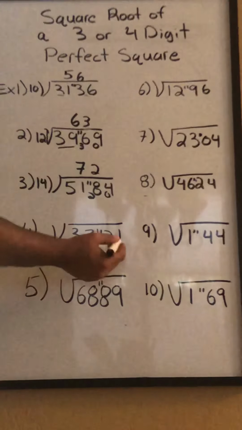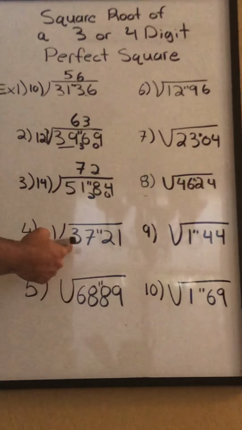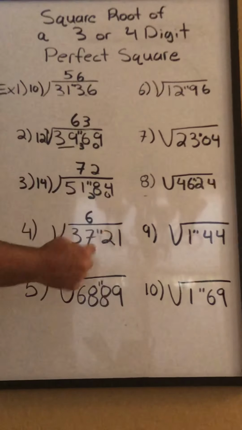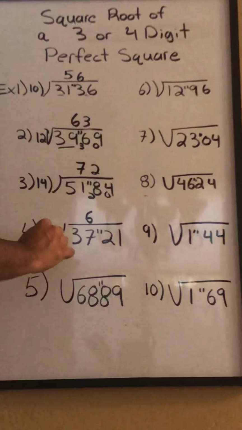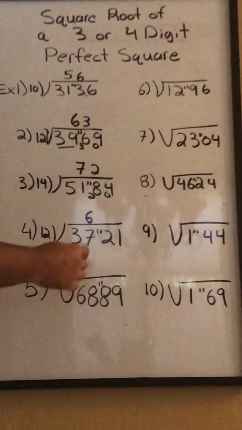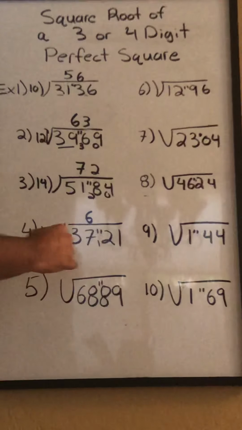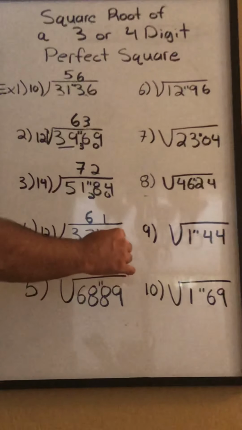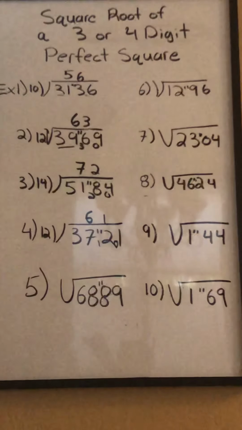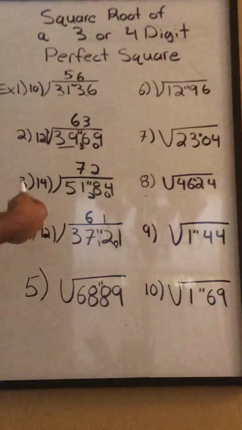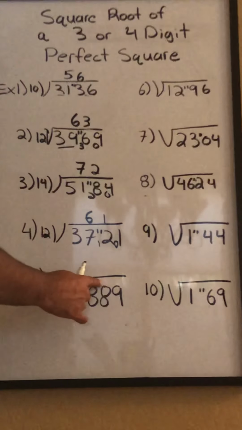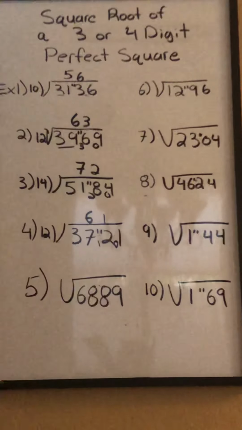Okay, once again, commas are at the right place. What number squared is 37? The closest one is 6. 6 squared is 36. You double the 6 to get 12. 37 minus 36 is 1. How many times does 12 go into 12? Once. No remainder. 1 minus 1 squared is 0. So the square root of 3,721 is 61. Okay? Square root of 6889.